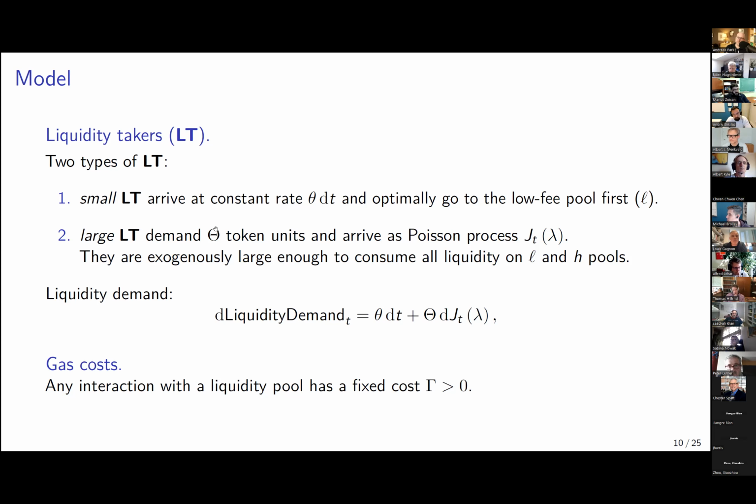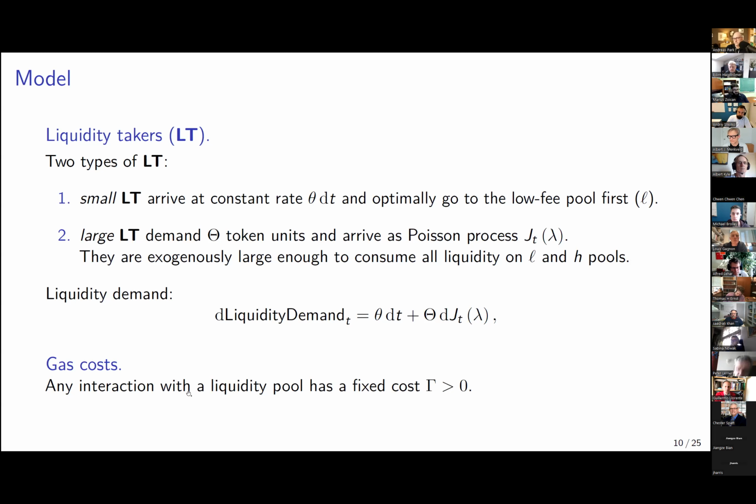And from time to time, there are large liquidity traders that arrive. They demand a large unit of tokens, so enough to basically wipe out liquidity on both markets, and they arrive as a Poisson process with intensity lambda. So you can write the process for the liquidity demand as basically the sum of the small liquidity traders that arrive constantly plus, from time to time, a large event.